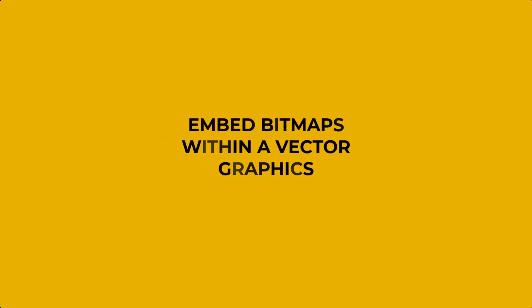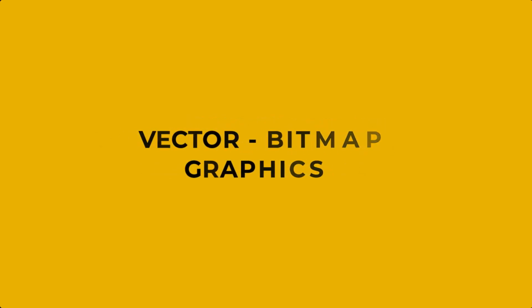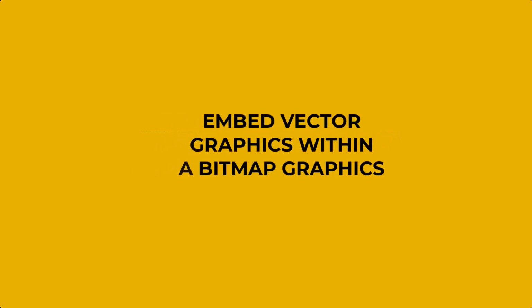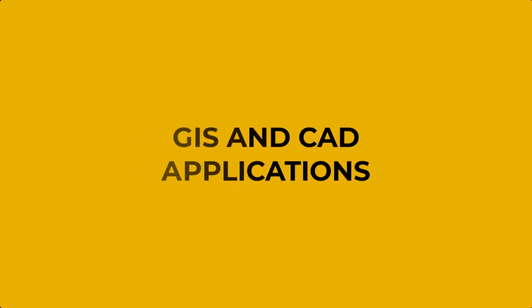of the components. It is even possible to embed a bitmap graphic within a vector graphic, which is how vector bitmap graphics work. It is not possible to embed vector information within a bitmap. Examples of vector graphics formats are EPS, SVG, PICT, WMF. These are created with GIS and CAD applications.